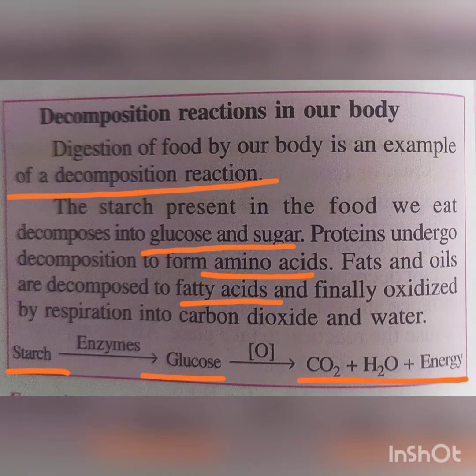Now how can we perform some decomposition reactions? Take some lead nitrate crystals in a test tube and heat them. The crystals first melt and on further heating give out both nitrogen dioxide, a reddish brown gas, and oxygen. A yellow solid, lead monoxide, is left behind in the test tube. 2Pb(NO3)2 gives 2PbO plus 4NO2 plus O2.